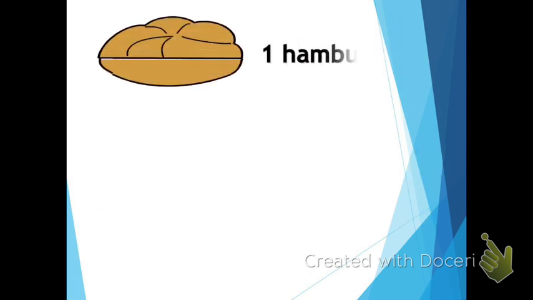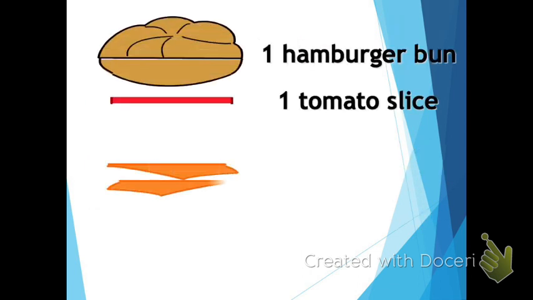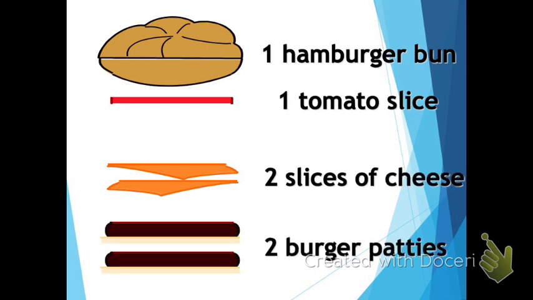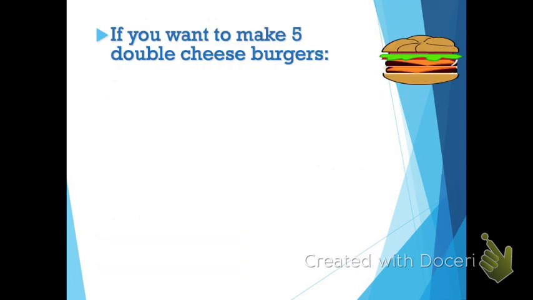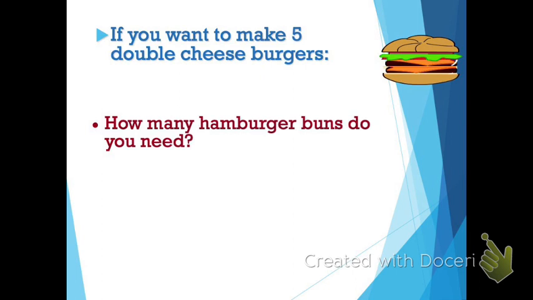So let's take a look at this recipe here, okay? I need a hamburger bun, I need a tomato slice, I need 2 slices of cheese, and 2 burger patties. That's what this recipe calls for the formation of this double cheeseburger. Now, cheeseburger toppings are your own opinion, but this is what we're going with for now, okay? I would say no tomato if it were me, okay? But it's not me.